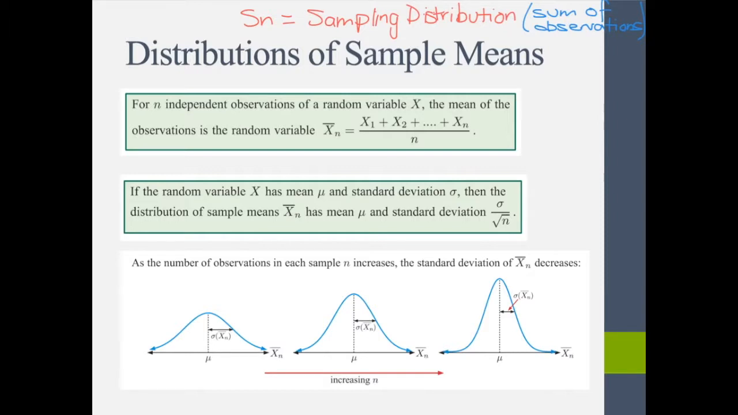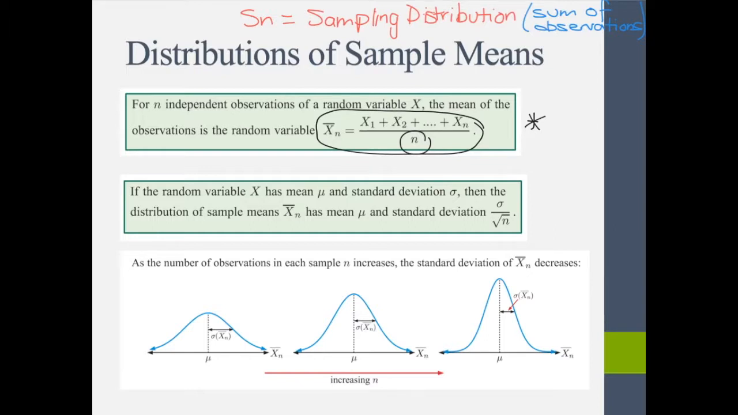Hopefully as we do a few more questions and get more used to this, it will become more familiar. But what I want to talk about now is, if you look in this top box here, it says for n independent observations of a random variable X, the mean of the observations is the random variable X bar n, where we add them all together and divide by how many they are. That's really just finding the mean, as you would know.